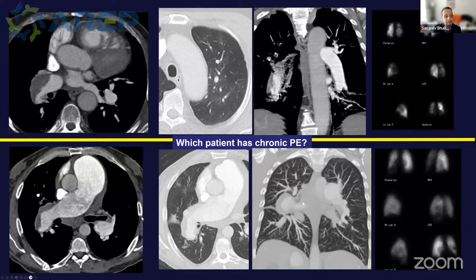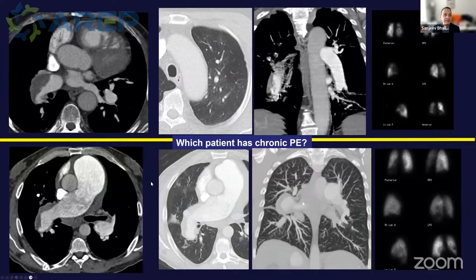But if you start to expand your search pattern in the setting of embolic disease to include the lungs, to include the heart, to look for bronchial arteries, it can be very useful in expanding your differential diagnosis and separating what is chronic PE from a patient with in situ thrombus.